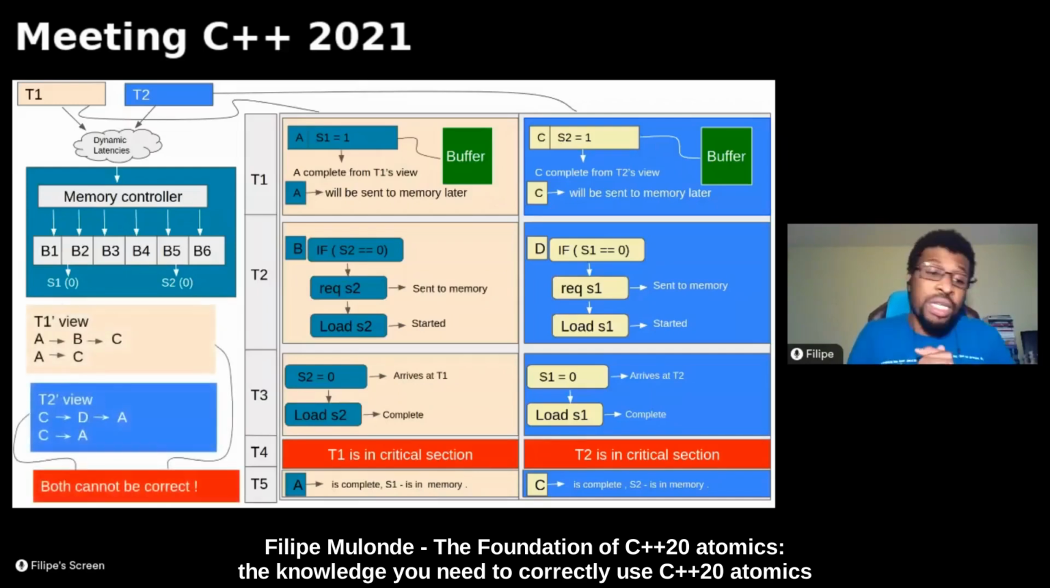So what's the problem here? The problem is that threads don't agree on the order in which memory operations took place. From thread 1's point of view, instruction A happens before instruction C, but from the point of view of thread number 2, instruction C happens before A. So there is no consensus here. And both threads cannot be correct.